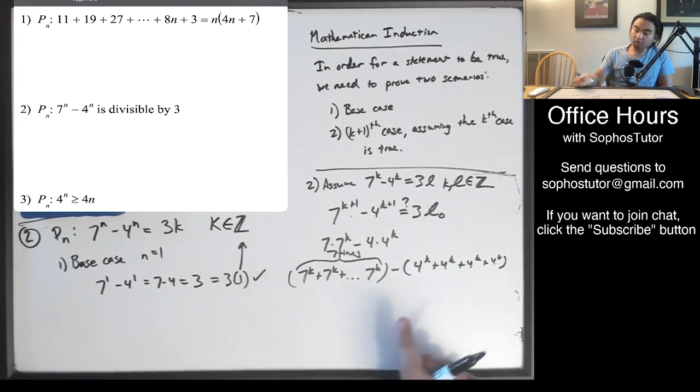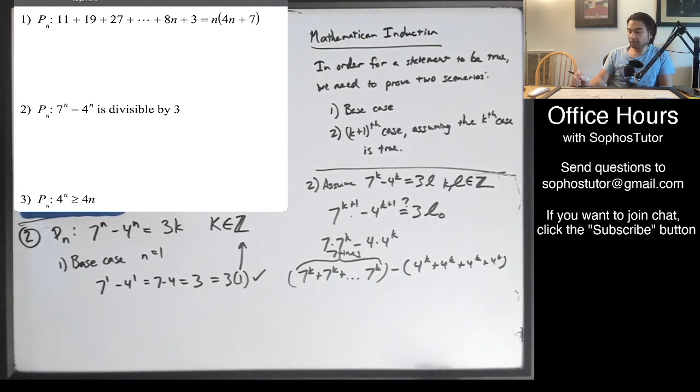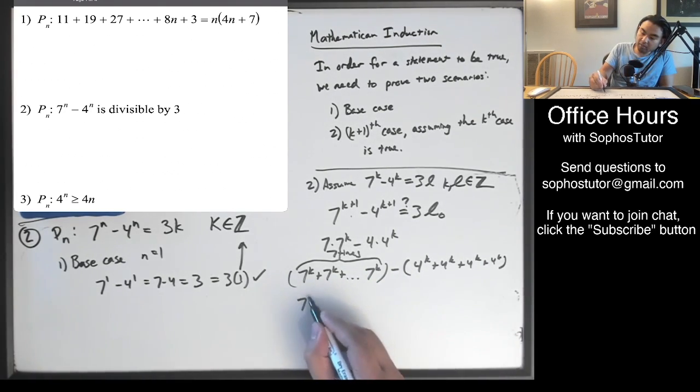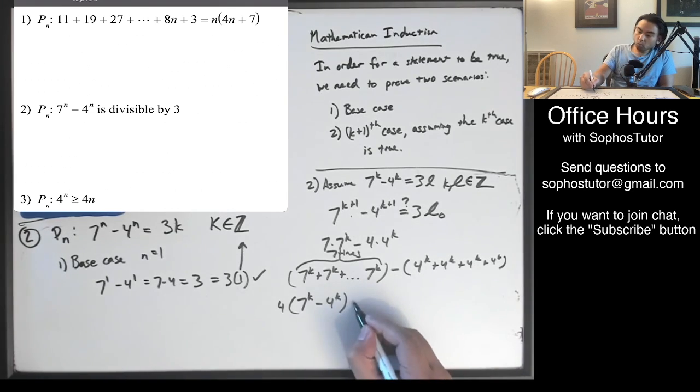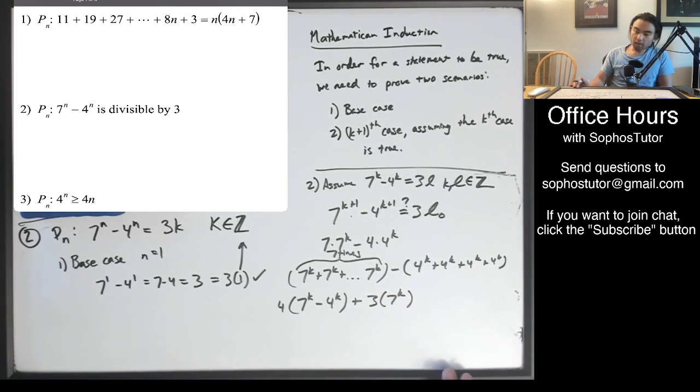Now, I know for a fact that I can pair each of these 4 to the k's with one of these 7 to the k's. So I basically get 7 to the k minus 4 to the k, and I'm going to have 4 of these pairings, which is going to leave me with 3 more 7 to the k's to go. Now I already know that 7 to the k minus 4 to the k is divisible by 3. Right? So we know that this section is divisible by 3.